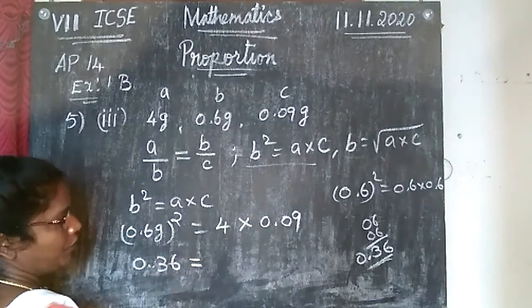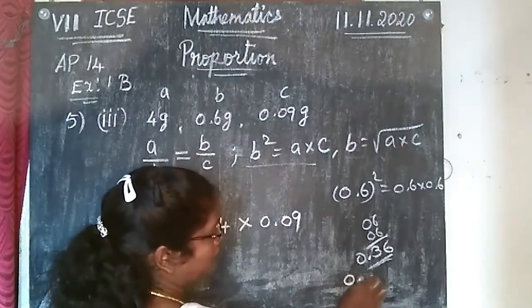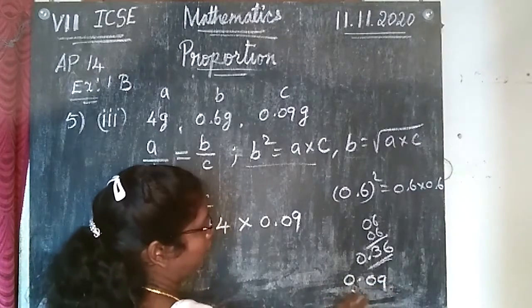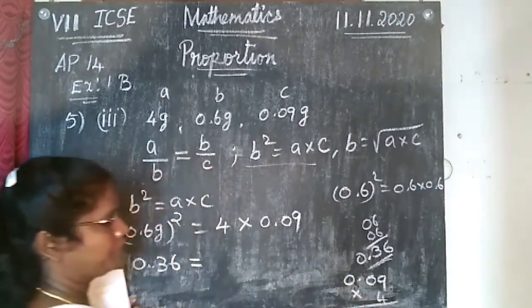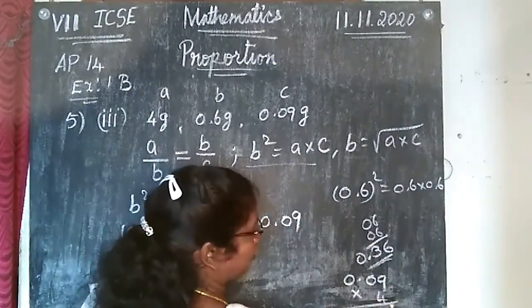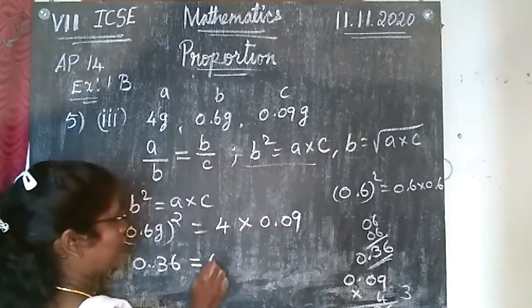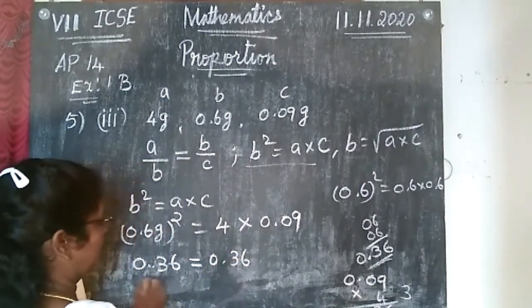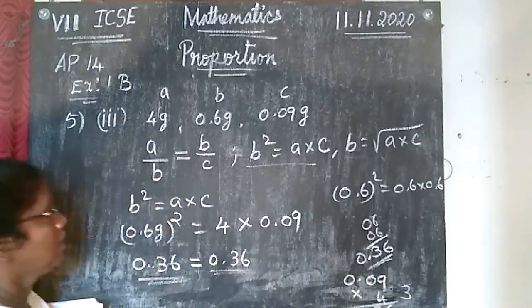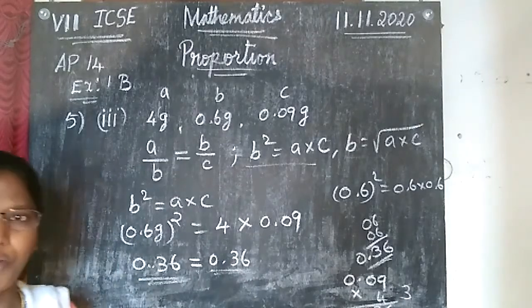This is equal to 0.09 multiplied by 4. 9 4s are 36, remainder 3, 4 1s are 4, 4 zeros are 0, 0 plus 3, 3. So 0.36. See, on both the sides we got the same answer. So it is in continued proportion.